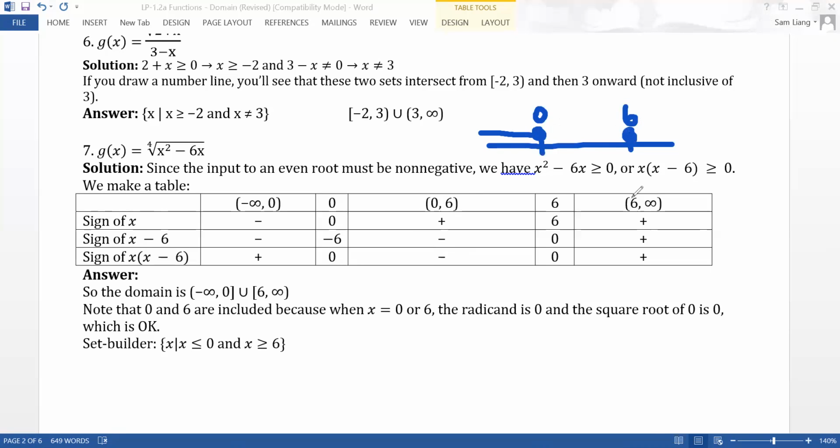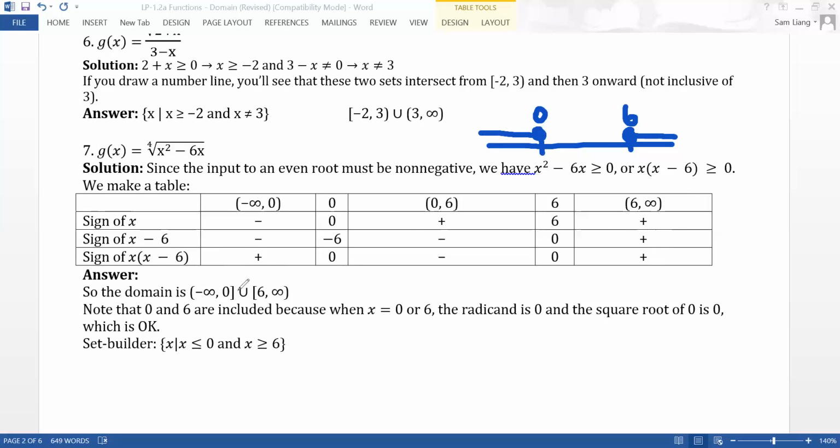And then for the last part of our number line, 6 onward to infinity. Let's say you plug in the number 10. Positive 10 is positive, then 10 minus 6 is still positive, right? And then 10 times 10 minus 6, well, that would be positive times positive, right? So that would be positive. Okay, so this is okay. So therefore, our final answer would be negative infinity to 0, inclusive of 0. Then we're going to skip this middle part, and then we're going to go to 6 to infinity. Okay, so that'll be your final answer for interval notation.